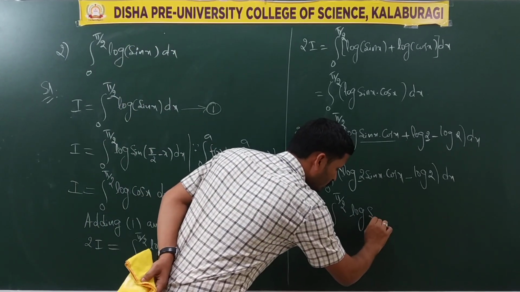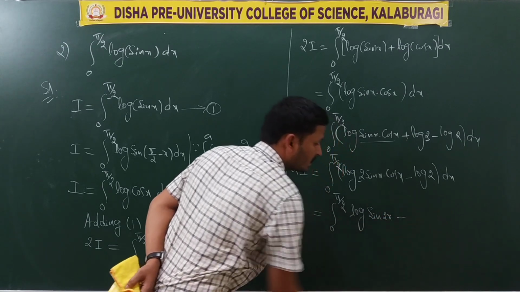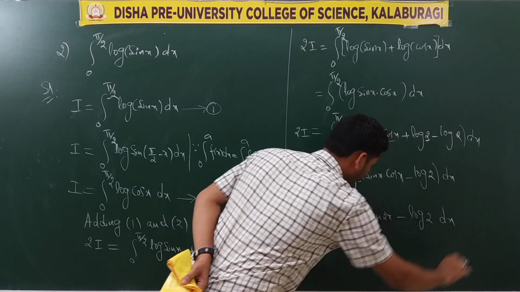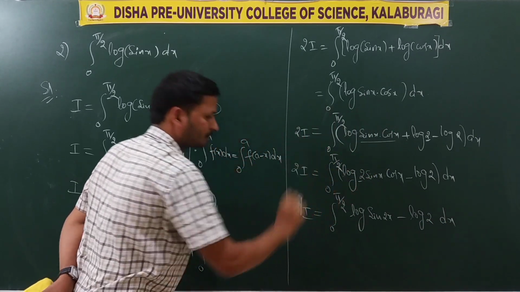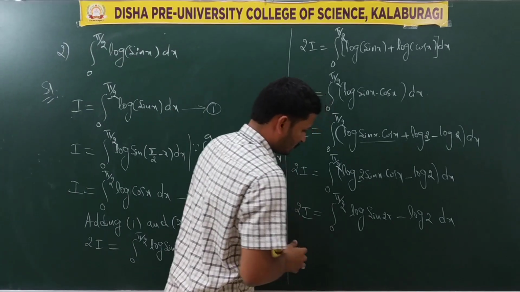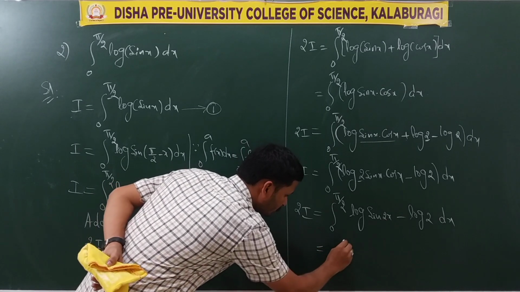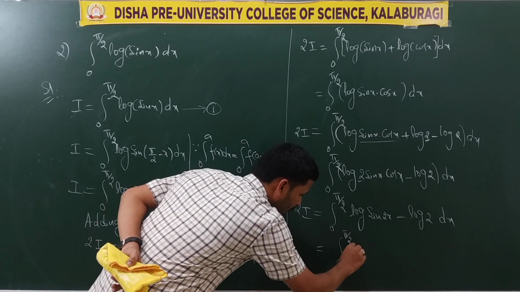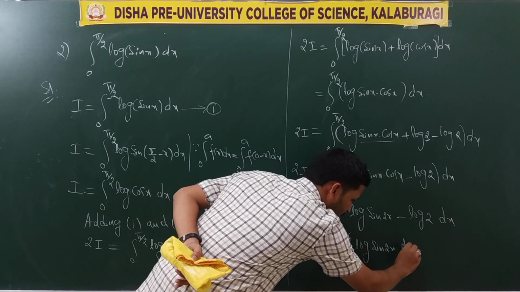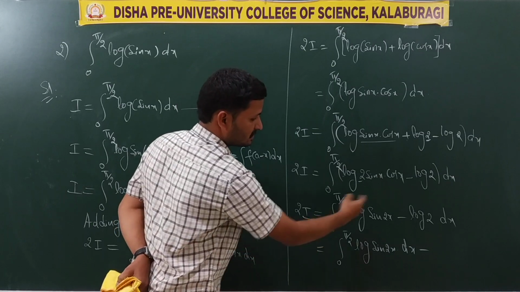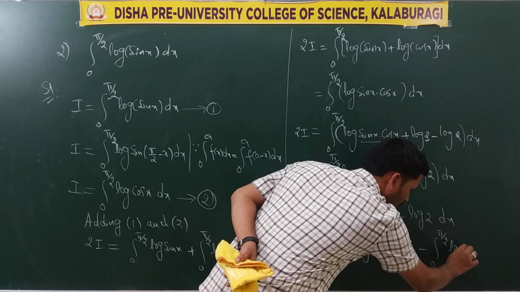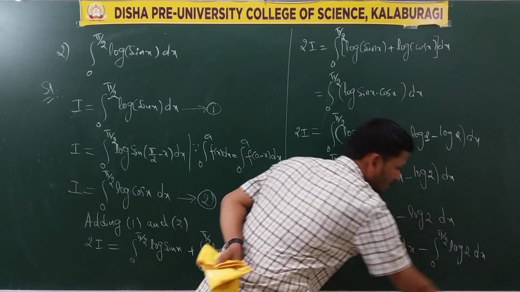So that is sin 2x, trigonometry formula, minus log 2 into dx. So this is 2I, which is equals to integral from 0 to pi by 2 log of sin 2x into dx minus the integration, separately, from 0 to pi by 2 log of 2 into dx.